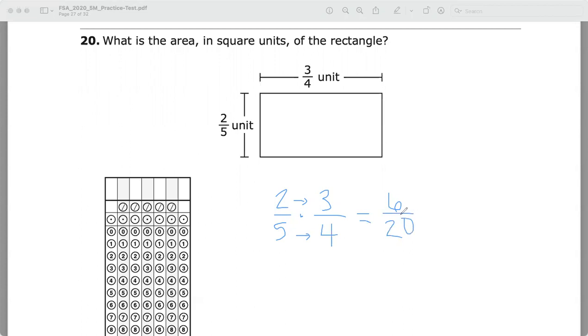2 goes into 6 3 times, 2 goes into 20 10 times. Another little trick that you could do is reduce it before you multiply. So anything on the top, only if you're multiplying, okay? Only multiplying. Anything on the top can be reduced with anything on the bottom only when you're multiplying. So 2 goes into 2 1 time, 2 goes into 4 2 times. And that gives us 1 times 3 is 3, 5 times 2 is 10.